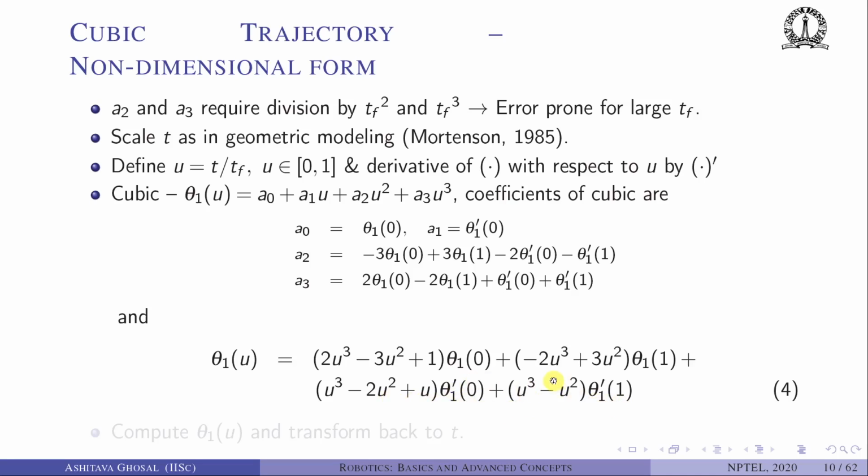So as you can see, there is no division by a large number. We can obtain theta1 as a function of u, which lies between 0 and 1, and u is given by t by tf. But eventually we need to supply theta1 at every time instant. So we can convert theta1(u) back to t by using u equals t by tf. So we are not dividing by tf square or tf cube.